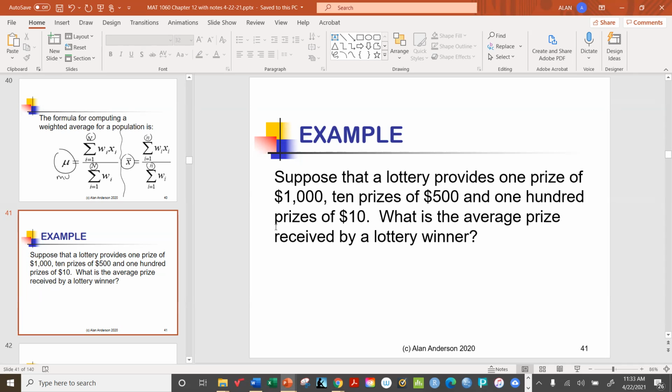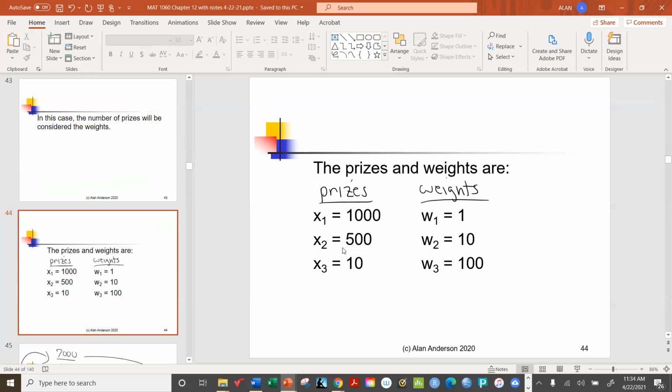Now we know that we should not just add up those 3 prizes and divide by 3 because they did not all occur with equal frequencies. So instead we used our weighted average or weighted mean formula. And we made sure that we noted here that the weights are the frequencies of the prizes. The X's are the actual prizes themselves. If you get this backwards, by the way, you can't get the right answer.